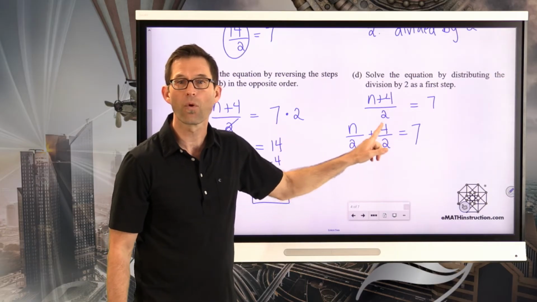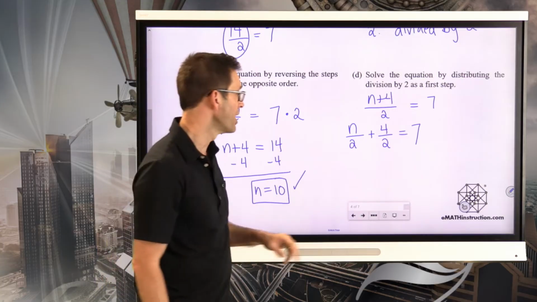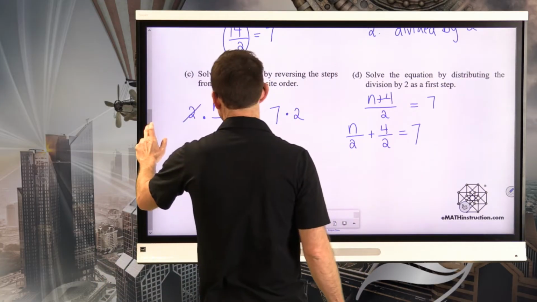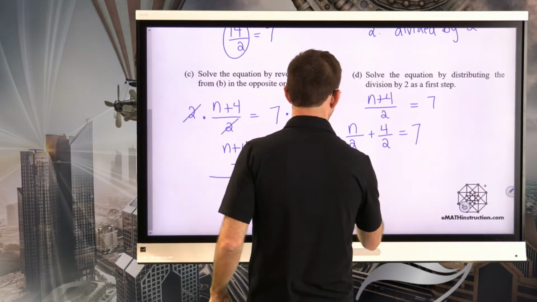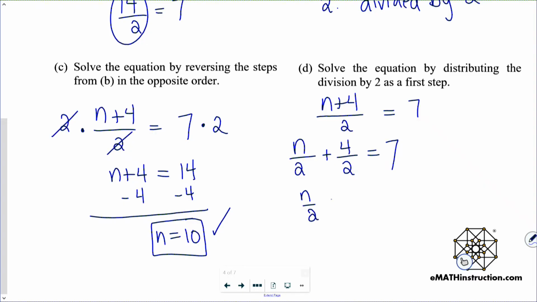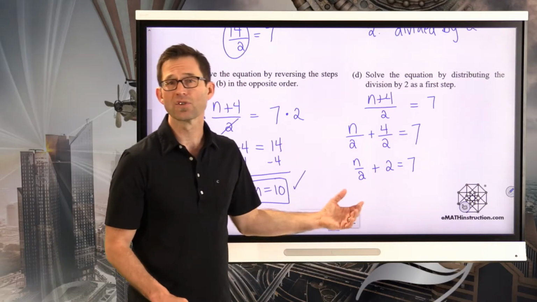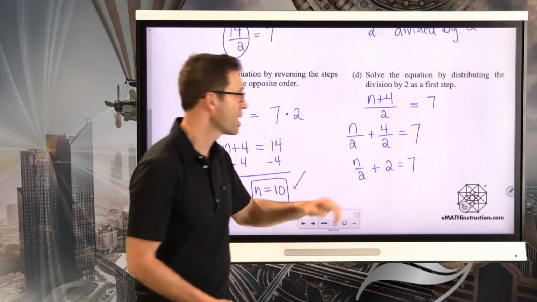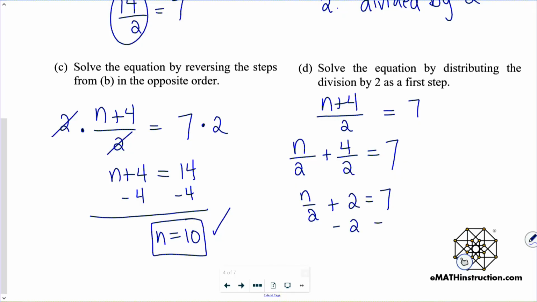Now thankfully, 4 divided by 2 is a very nice number. 4 divided by 2 is just 2. I like 2's in this problem a lot, apparently. And once I get it to this stage, now I can solve this like any other two-step equation. I can subtract 2 from both sides. Those will cancel. That'll give me n divided by 2 is equal to 5. So I multiply both sides by 2, and I get that n is equal to 10.